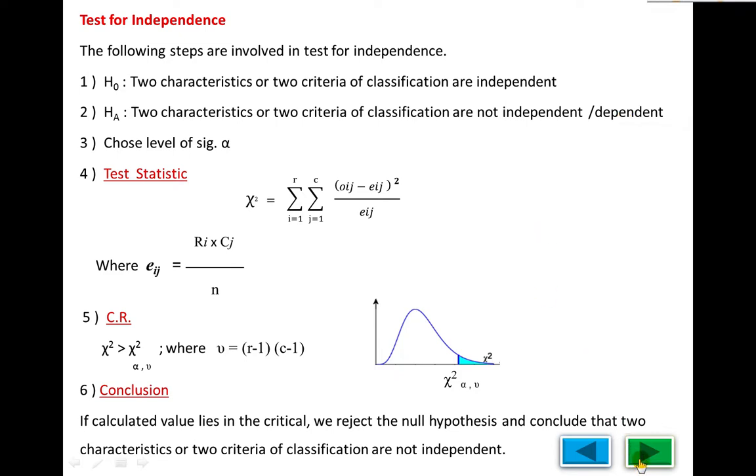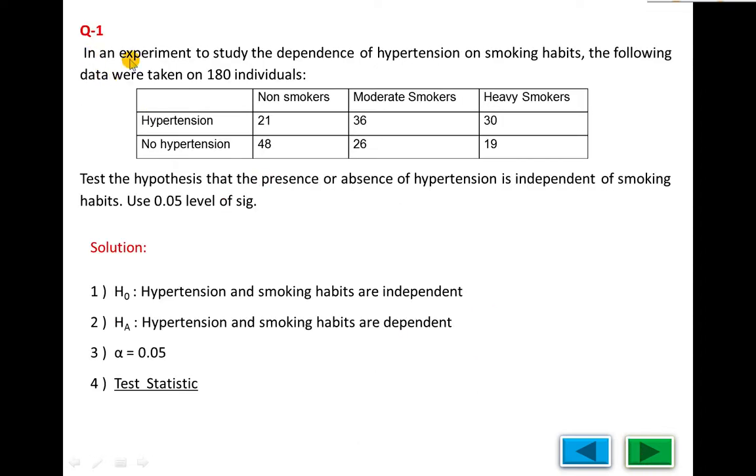Now we will solve the numericals. In an experiment to study the dependence of hypertension on smoking habits, the following data were taken on 180 individuals. The main variables are hypertension and smoking habits. These are the characteristics of classification, the criteria of classification. And these are the categories of smoking habits: non-smokers, moderate smokers, and heavy smokers. And these are the categories of hypertension: no hypertension and hypertension.